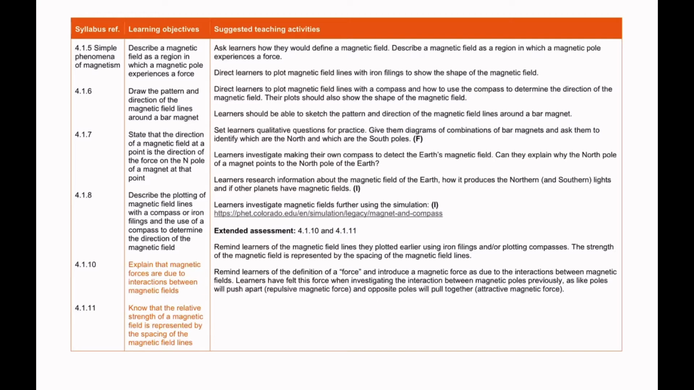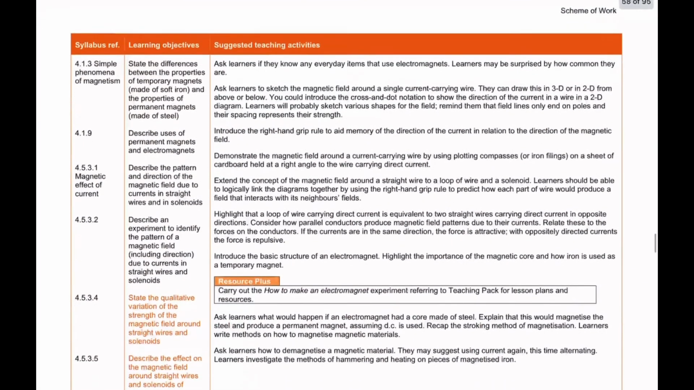Describe the plotting of magnetic field lines with a compass or iron filings and the use of a compass to determine the direction of the magnetic field. Explain that magnetic forces are due to interactions between magnetic fields. Note that the relative strength of a magnetic field is represented by the spacing of the magnetic field lines.